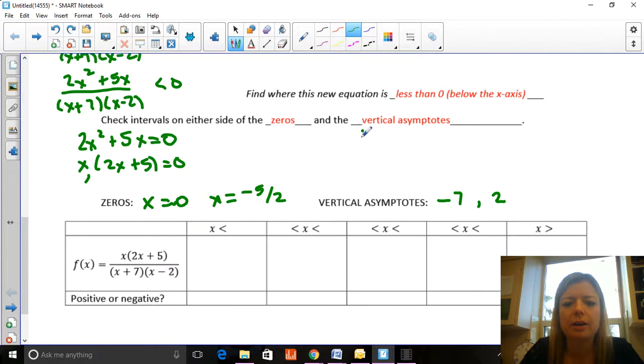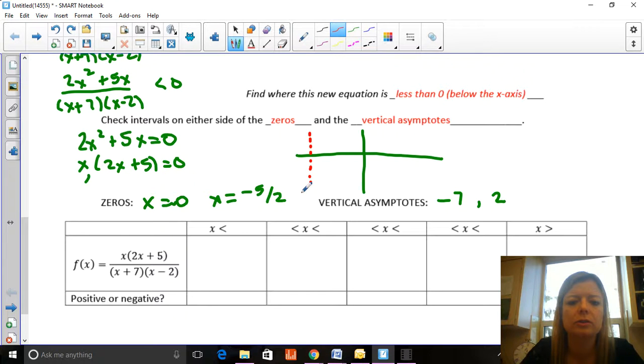So if we were to draw a really rough sketch here, we would have a vertical asymptote at negative 7. You don't have to be formal with this at all. A zero at negative 5 over 2, an x-intercept at 0, and another vertical asymptote at 2. So this is 0, this is negative 5 over 2. So I have these many sections.